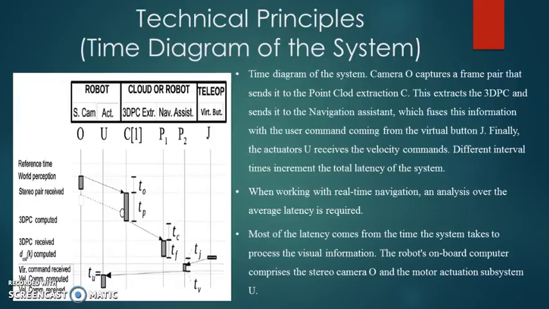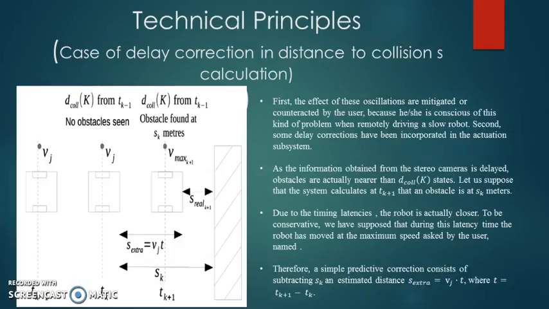Different interval times increment the total latency of the system. When working with real-time navigation, analysis over the average latency is required. Most of the latency comes from the time the system takes to process the visual information. The robot's onboard computer comprises the stereo camera and the motor actuation subsystem.